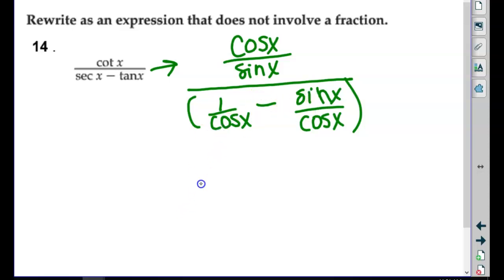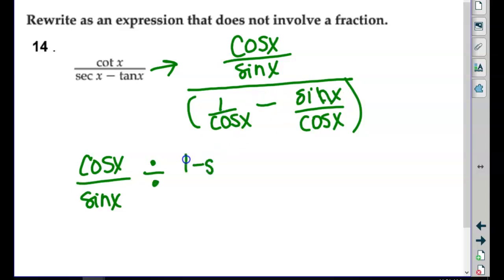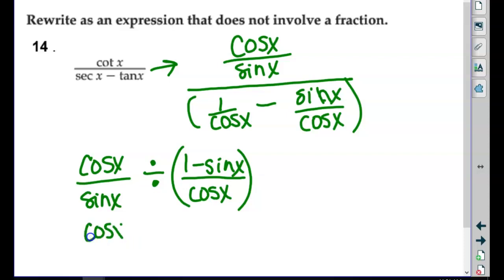What can we do on the bottom? Don't they already have a common denominator? So the top is cosine x over sine x. It is being divided by, and I'm going to write it that way, we can combine this guy down here into 1 minus sine x over a cosine of x, because they had a common denominator. And what do you do when that happens? Yeah, you flip the second one over.